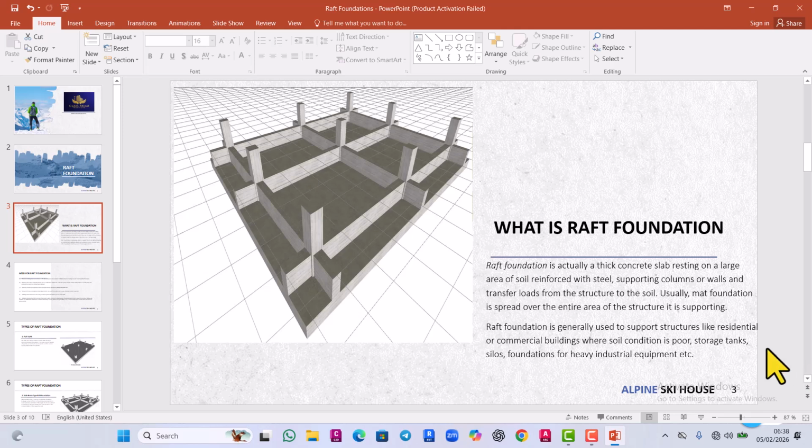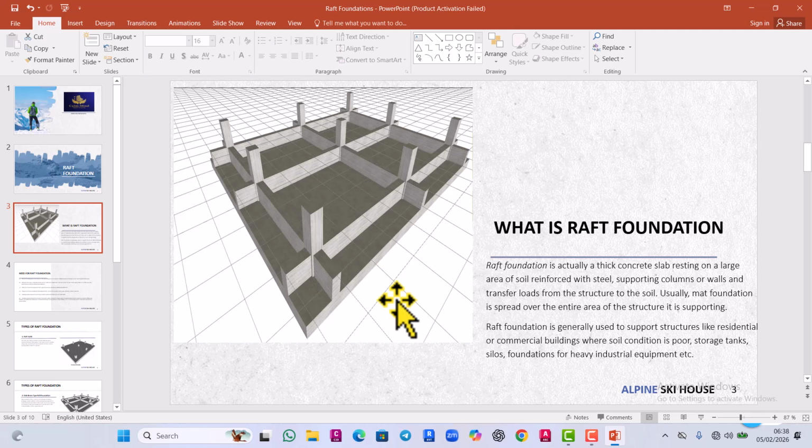That is why they say it's a concrete slab, just like your footing, which is a concrete slab, resting on a large area of soil. So one thing you can take from here is that for any of these foundations to be a raft, there must be a concrete slab, it must be a very large area of concrete slab resting on the soil, and eventually it must be supporting columns or walls.